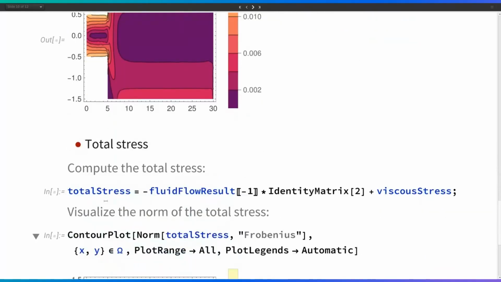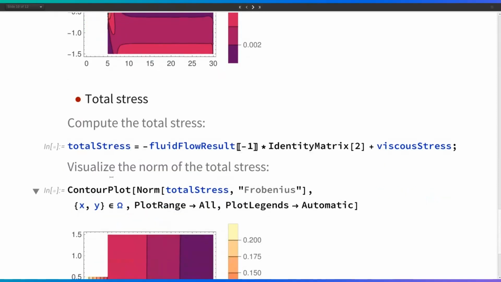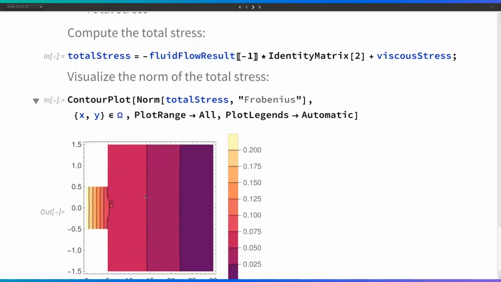The last thing we can try to compute is the total stress. So the total stress tensor is given as the viscous stress, and then we subtract the pressure times the identity matrix. And once again, here we have the visualization of the total stress. So those are the two new functions that you can expect in the next version of the Wolfram language.